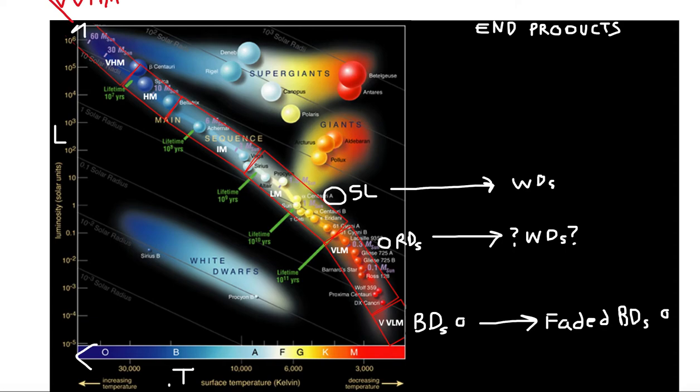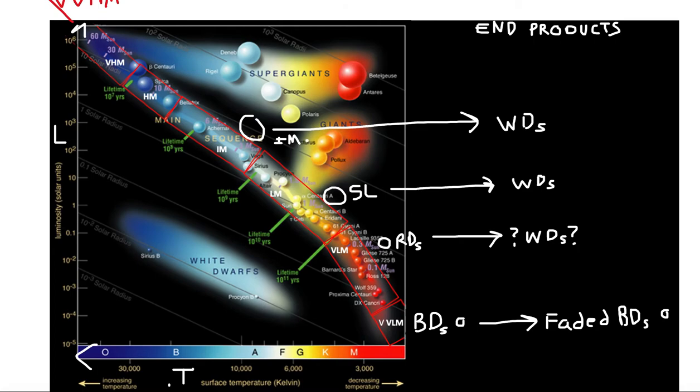Same thing is going to be the case for the intermediate mass stars. They're bigger on the main sequence, so I'm going to draw an even bigger circle. And these intermediate mass stars also die into white dwarfs. We know that they die into these objects. And these are just our IMs.